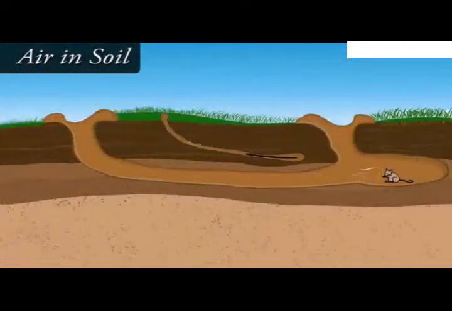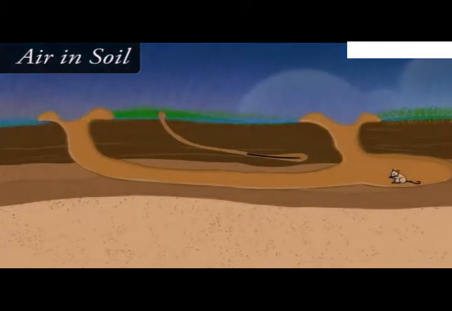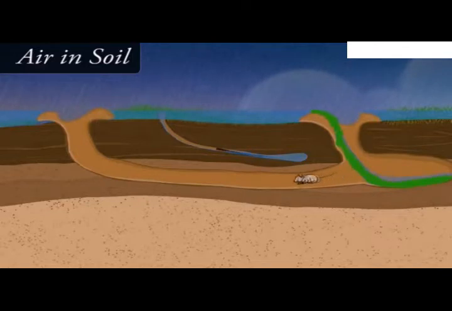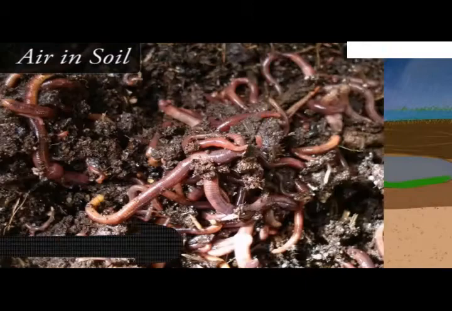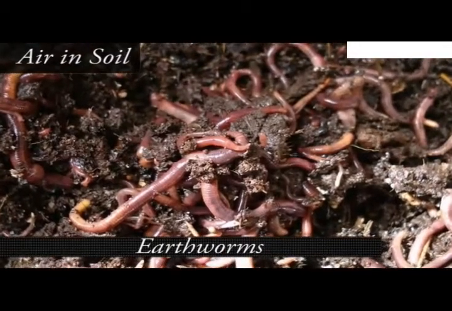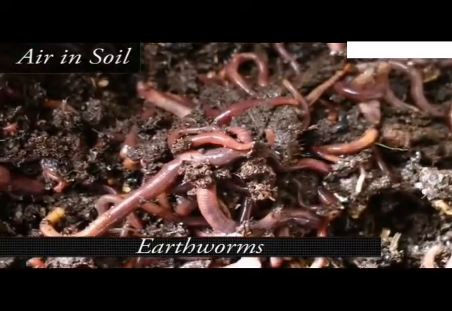Animals living in the soil make burrows and holes for air to move in and out of the soil. During rainy season, when all the spaces previously occupied by the air are now filled up with water, animals living in the soil have to come out for respiration. You must have seen earthworms coming out of the soil during heavy rains.